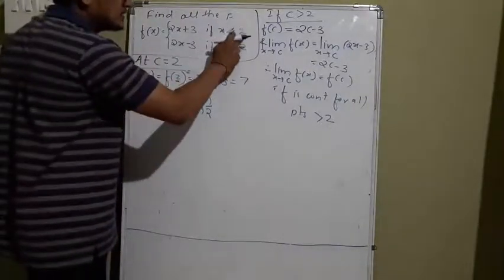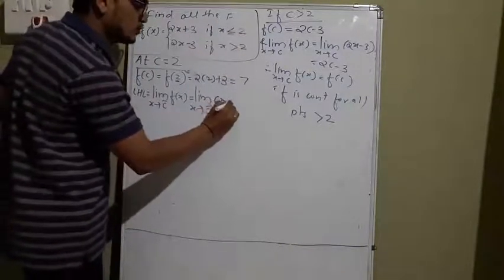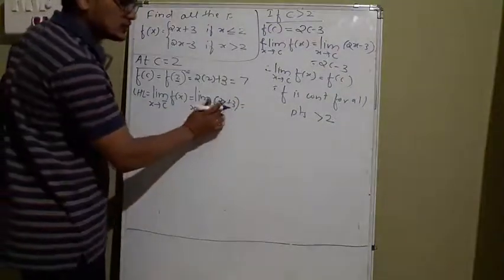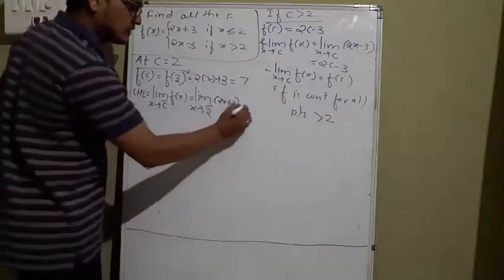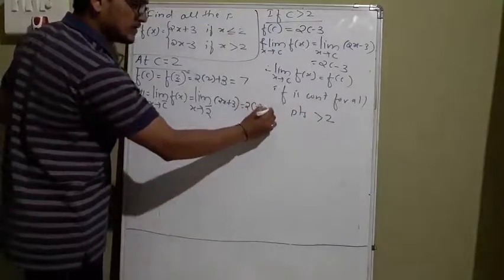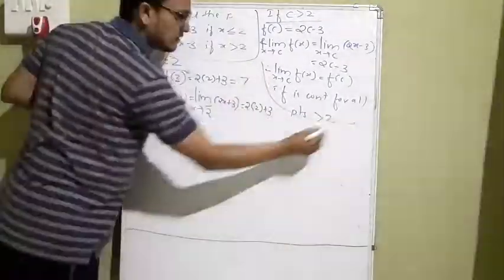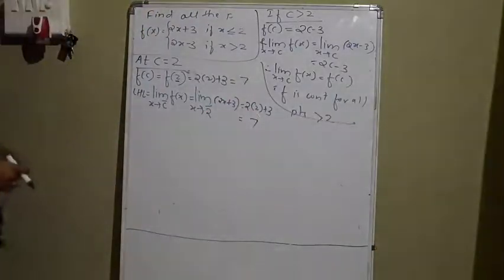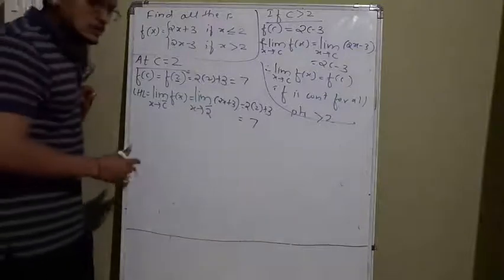So for less than 2, function is what? 2x plus 3. Substitute the limit as x tends to 2. So it is how much? I think you will get 2 times 2 plus 3. So which is equal to what? 2 times 2 is 4, plus 3 is 7. So LHL answer is also 7.